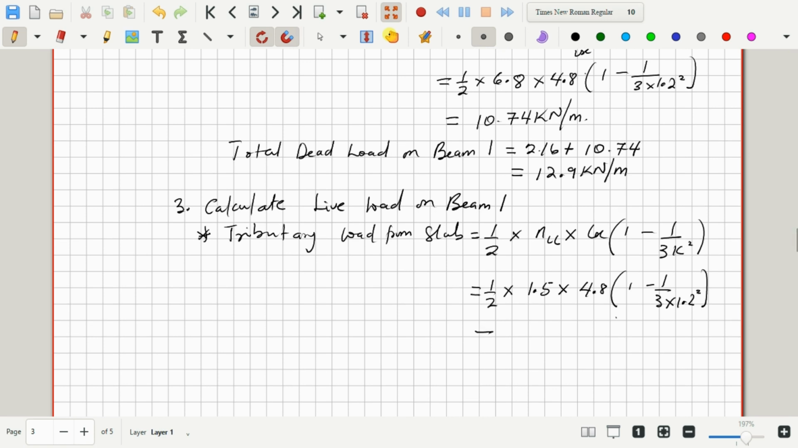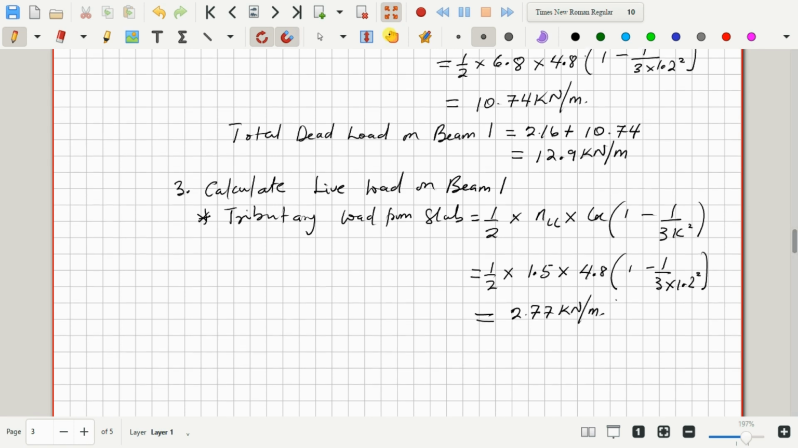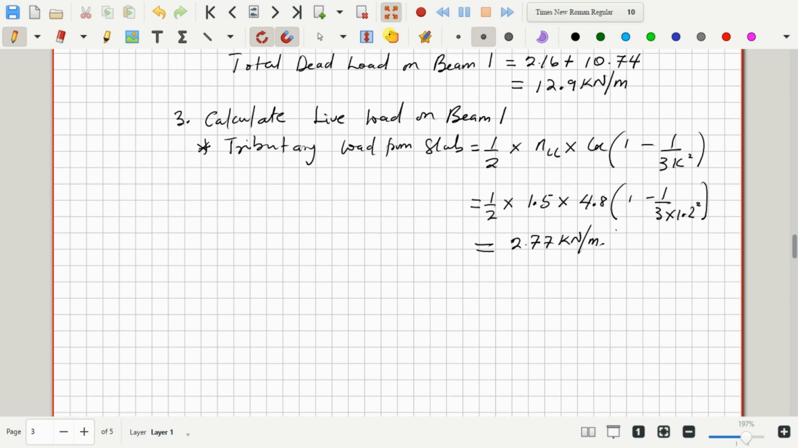And if we solve that, we use our calculator, we'll have 2.77 kilonewton per meter. Right. So total live load on beam 1 is 2.77 kilonewton per meter.